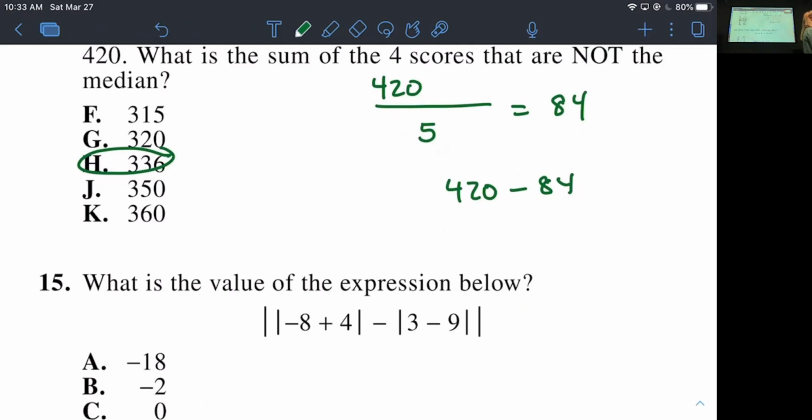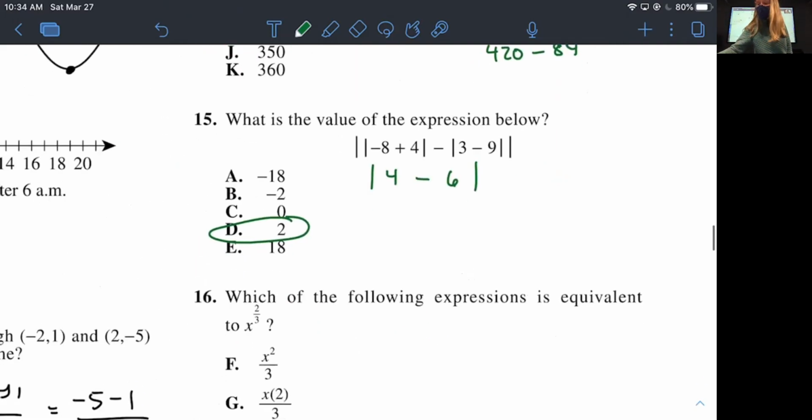15 is a straight up absolute value problem, but you have to work within your grouping symbols. So work within the innermost grouping symbols first. -8 plus 4 is -4. The absolute value of -4 is 4. Then minus 3 minus -9 is -6. The absolute value of -6 is 6. 4 minus 6 is -2. The absolute value of -2 is 2. Questions on 15?